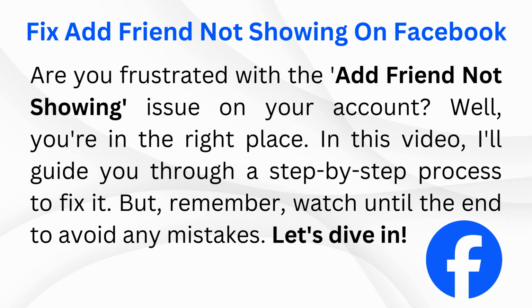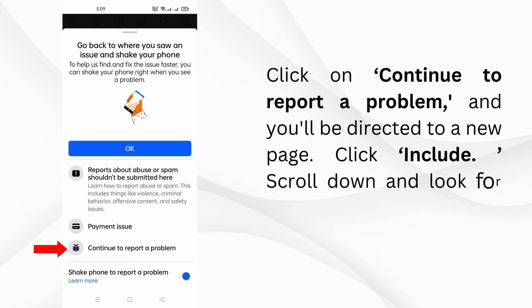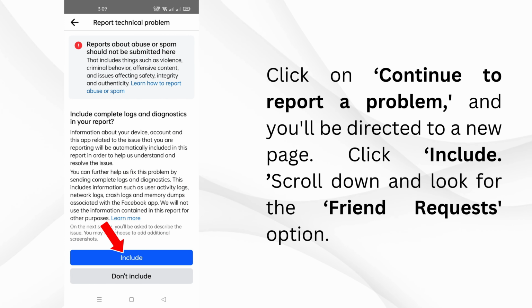Once you're in, locate and click on the 3 lines in the upper right corner. This will take you to the next crucial step. Click on Help and Support. Within Help and Support, click on Report a Problem. Now, here comes a critical step. Click on Continue to report a problem, and you'll be directed to a new page.